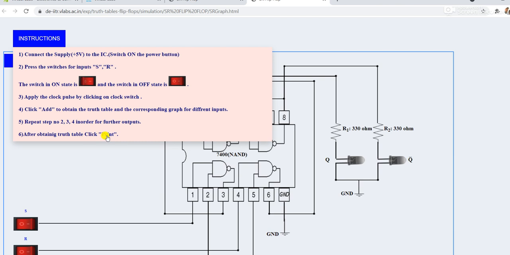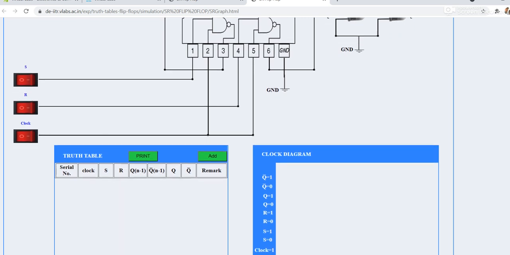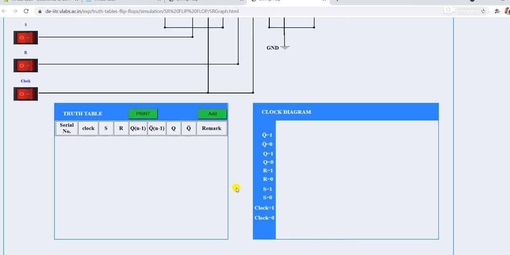and then click print. All the circuit diagrams, or connections between different IC pins, are already provided to us. We have to apply values on S and R, and then we will draw a truth table, and on the second end we will draw clock diagrams, the waveform representation of different inputs S and R, Q and Q bar.